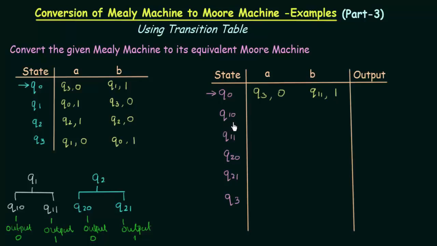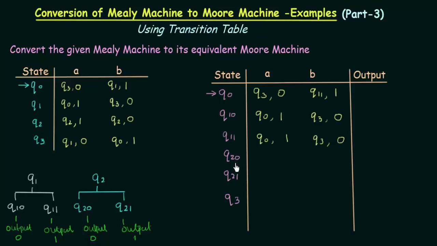So let's come to Q10. Use this row of Q1 to check for that. Q1 on input A goes to Q0 giving output 1. So we did not make any change for Q0, so I can write it as it is, Q0 output 1. And on input B it goes to Q3 giving output 0, and Q3 also was not changed, so I can write Q3 giving output 0. Now for state Q11 also do the same thing using this state Q1 and you will get the same result. It will be exactly the same, Q3 0.